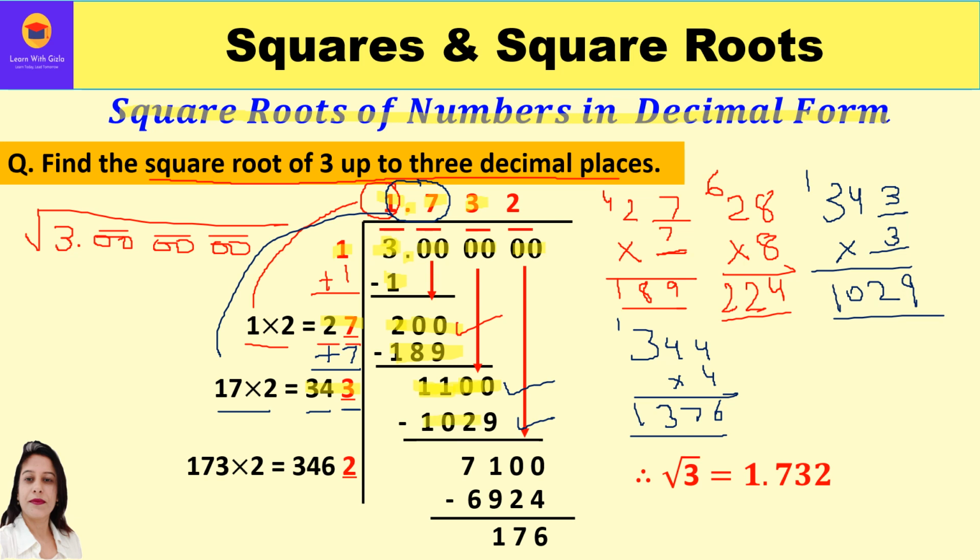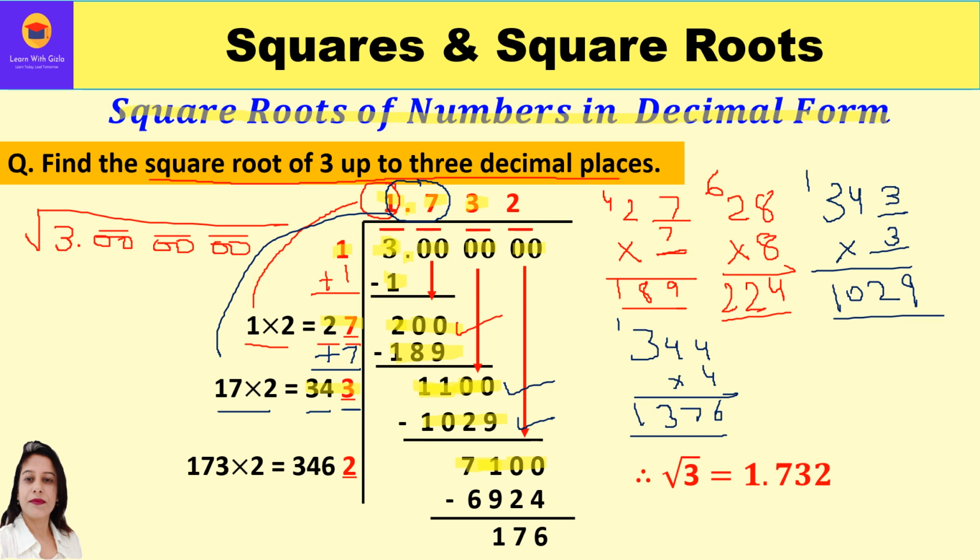I will get the product 1029. Now further subtract 1100 minus 1029, I will get 71. Bring down the next period, that is 00. Now the new dividend is 7100. Now to solve this new dividend, I need a divisor. So for that, I will take up the quotient.